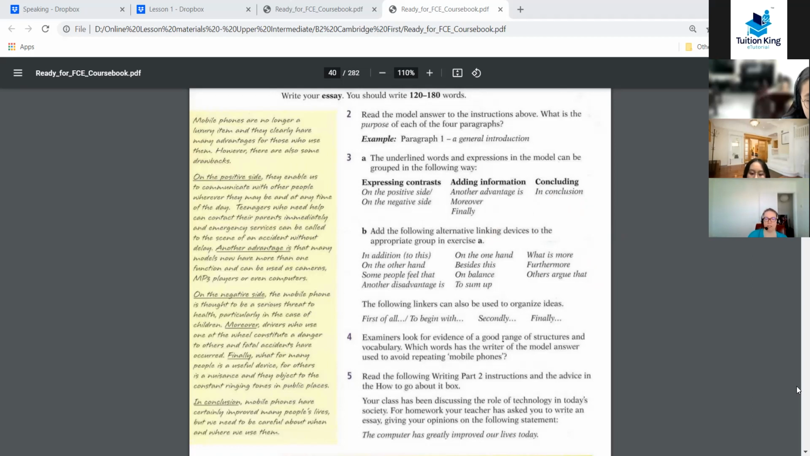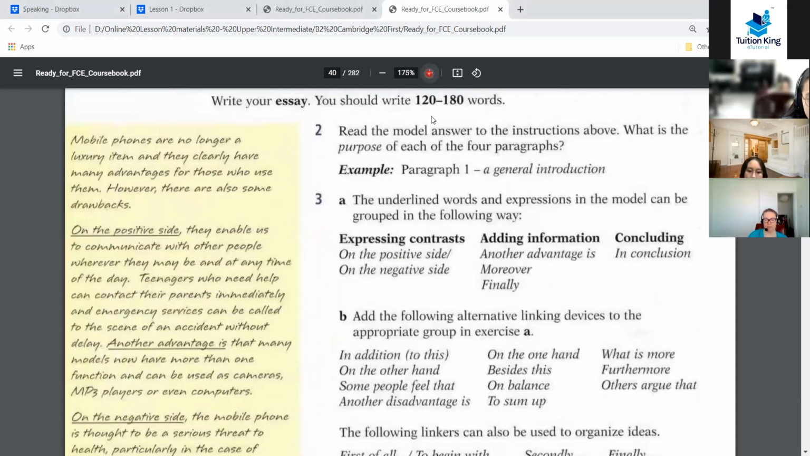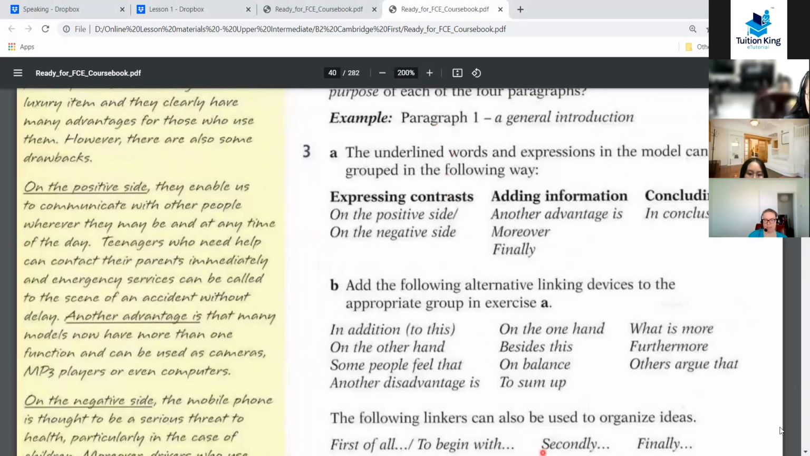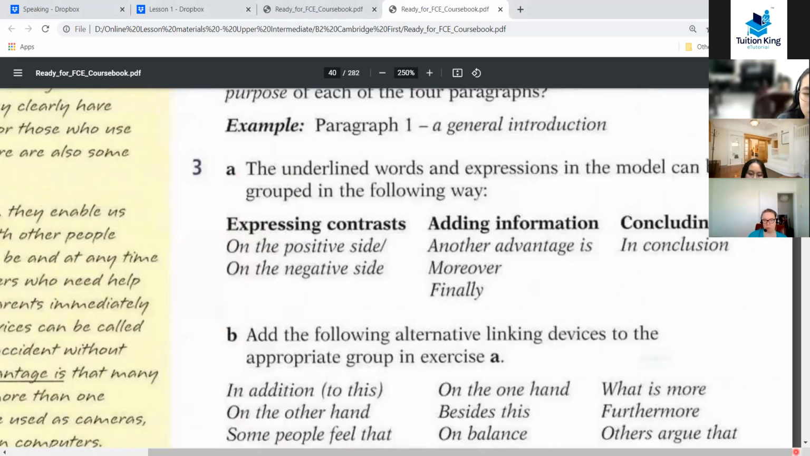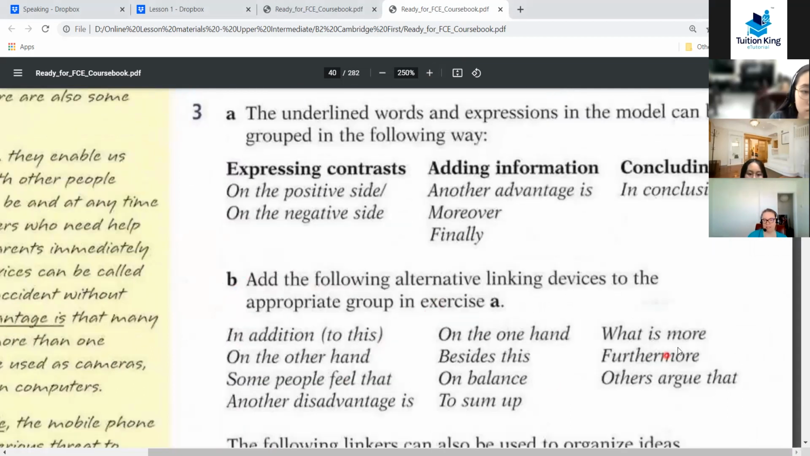Yeah. Okay. So what I'd like you to do is take a look at these words here in exercise B. In addition, on the other hand, some people feel that, another disadvantage is, on the one hand, besides this, on balance, to sum up, what is more, furthermore, others argue that. And I'd like you to decide: are these words expressing contrasts? Are they adding more information, or are they concluding?